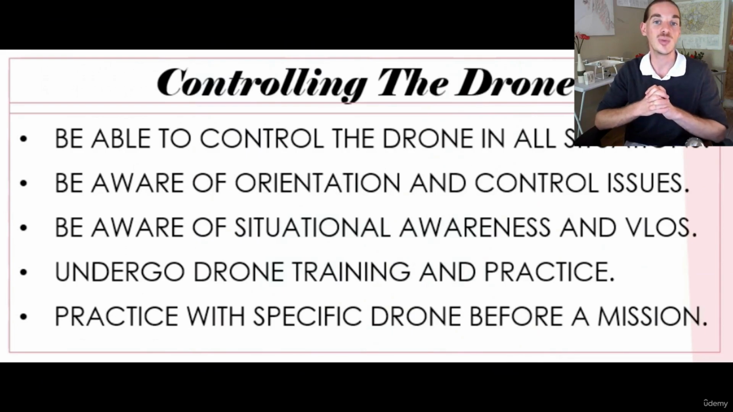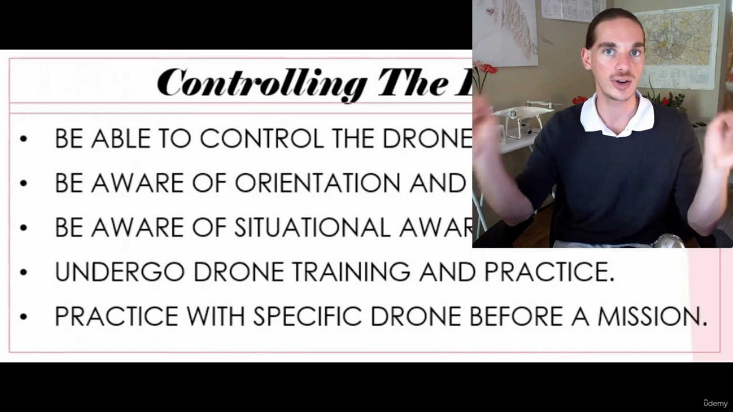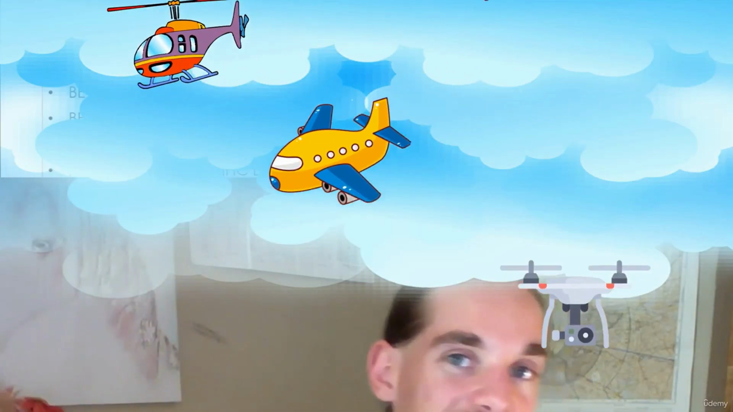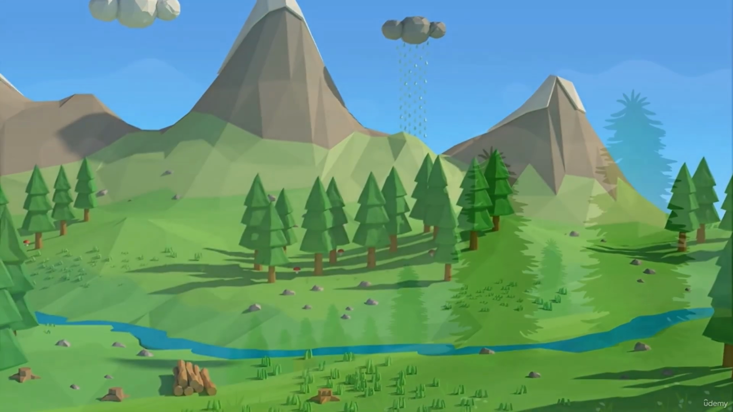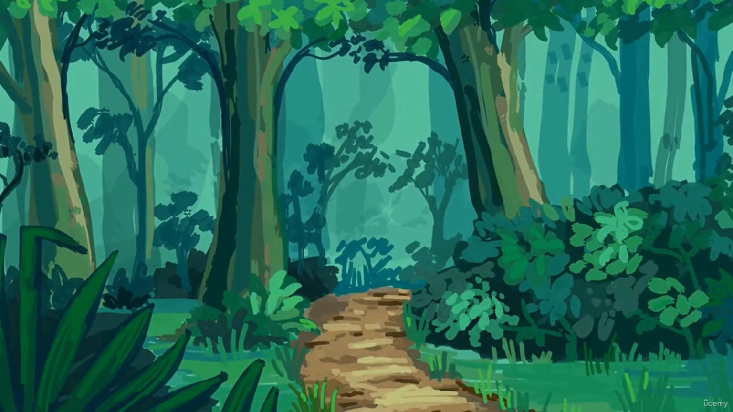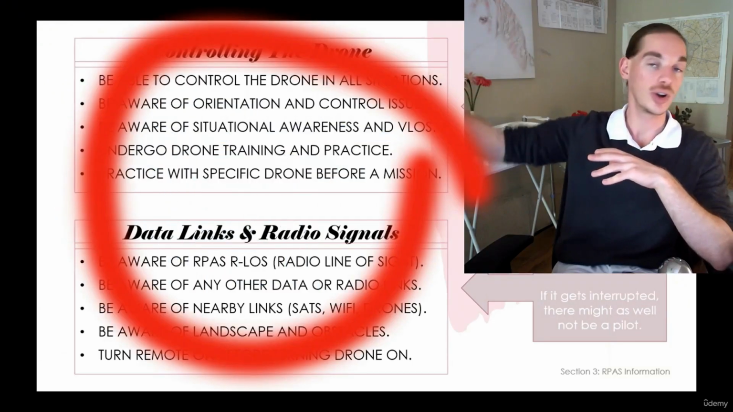Be aware of situational awareness and VLOS. Situational awareness is talking about your surroundings. Are there other aircraft in the air? Are there people around you on the ground? Are there buildings nearby? Are there roads nearby? What sort of environment are you flying in? VLOS is your visual line of sight. Can you see the drone or can you not see the drone?